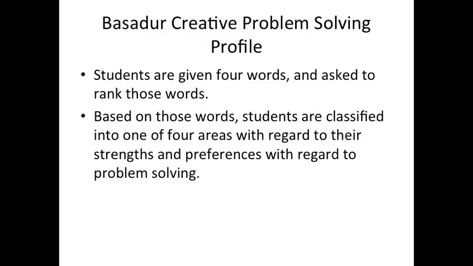Another thing that we do to assess a student's particular skills is we give them what's known as the Ambassadeur Creative Problem-Solving Profile. So how does this work? Students are given 4 words and they're asked to rank them. Which do they like the best, which do they put second, third, and then least. So from these sets of words, from this test, students are classified into one of 4 areas with regard to their strengths and preferences with regard to problem solving.